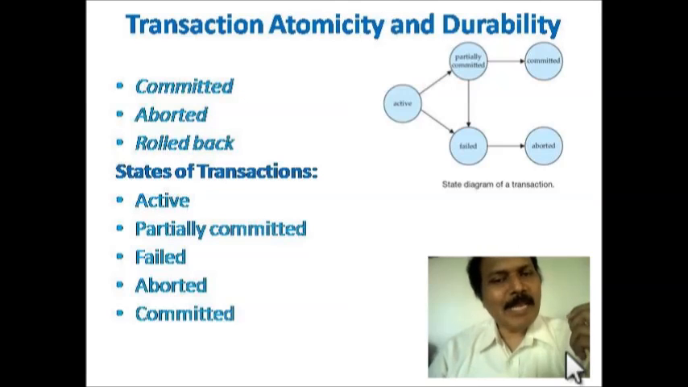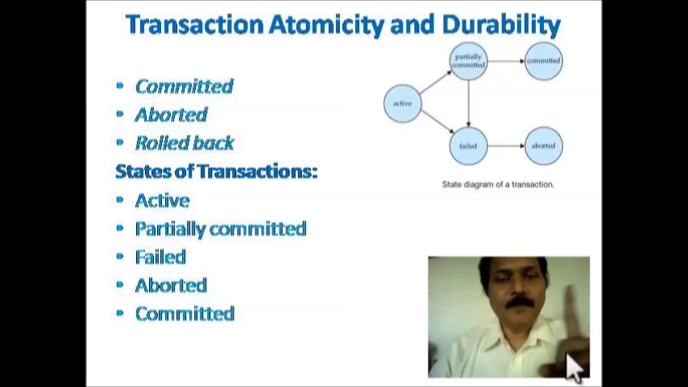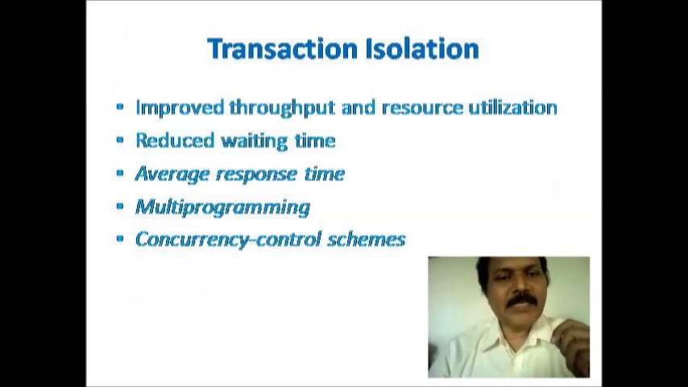The transaction may be in any one of these states: active state, partially committed state, failed state, aborted state, and finally the committed state. The committed state is the state where the work is completed and committed, done. That's called a committed state. The transaction should reduce the waiting time, and the average response time should be less. And the transaction should follow multi-programming concepts to speed up the work, and concurrency control policies.